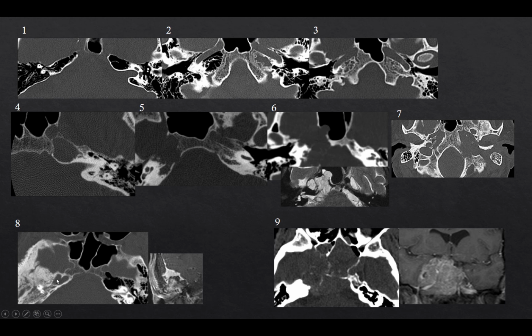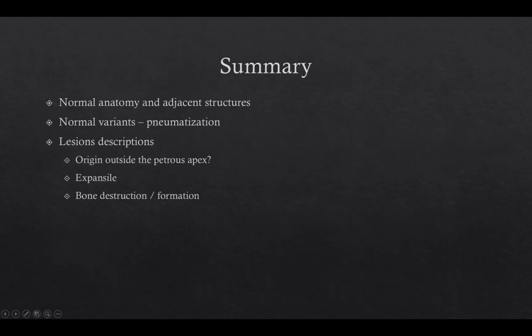permeative sclerotic lesion of bone, a meningioma, a mass involving the sella, where we could not identify the pituitary, and this would be a macroadenoma. So remember the normal anatomy, adjacent structures, and really figure out what is the origin of any lesion that you're seeing. Remember normal variants, the don't-touch lesions, and describe a mass as being expansile, or is there bone destruction, is there bone formation. Thank you very much for your time.